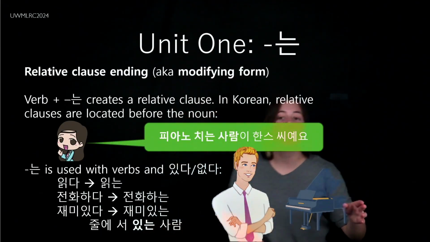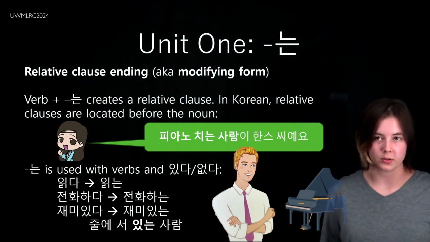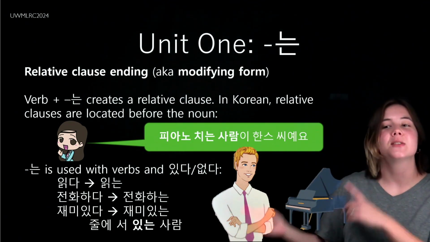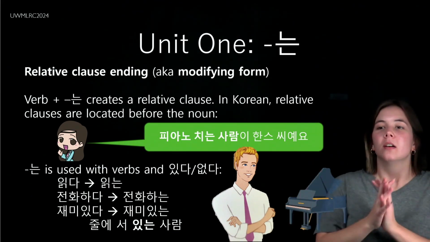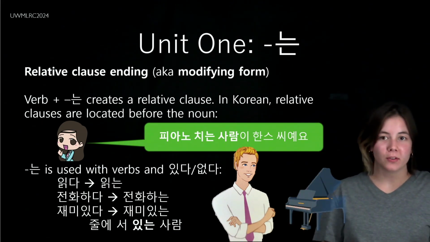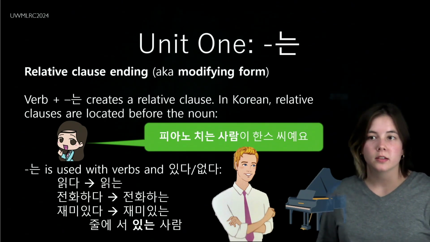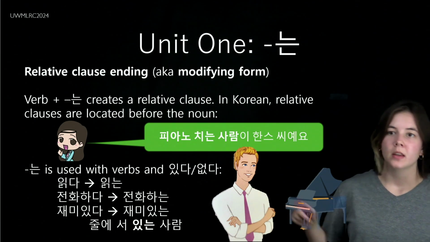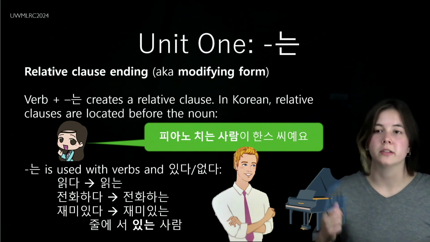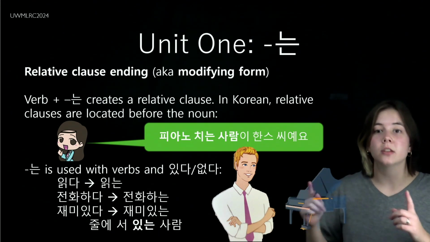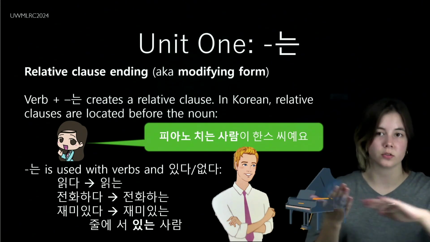So, now that you know what that means, now you know what a relative clause is in English and now also in Korean, we can go back to slide number 1 and kind of start over again. So, relative clauses, aka modifying form, same thing. Verb plus 는 creates a relative clause, but it's also used with 있다, 없다. And in Korean, relative clauses are always, always located before the noun. In English, this is usually opposite. You usually have the noun first, and then you describe it later.